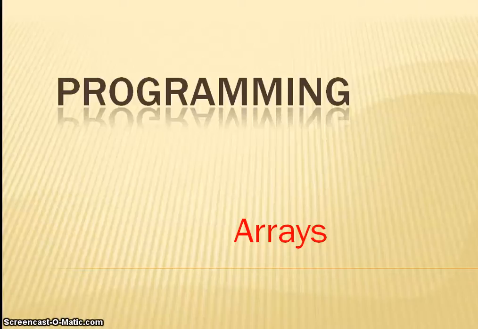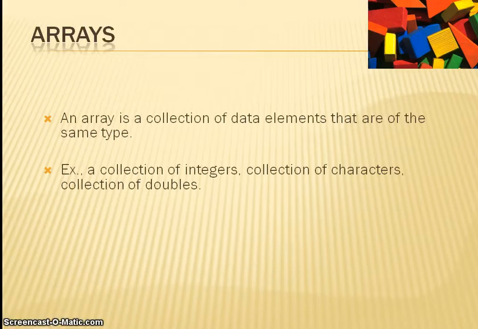Now we are going to see about arrays in programming. What is the definition of an array? An array is a collection of data elements that are of the same type.